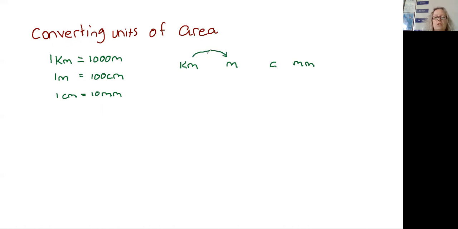Converting from kilometres to metres, you've got to multiply by 1,000 because there are 1,000 metres in a kilometre. Metres to centimetres, there's 100 centimetres in a metre, so you've got to times the number of metres by 100 to get the number of centimetres. And then from centimetres to millimetres, you times by 10. And then going back the other way, you divide by the same amount. Now, that might be the way that you do this.